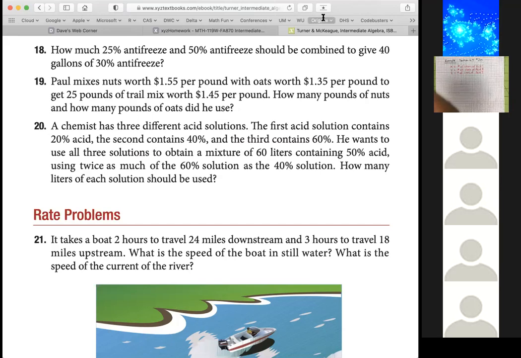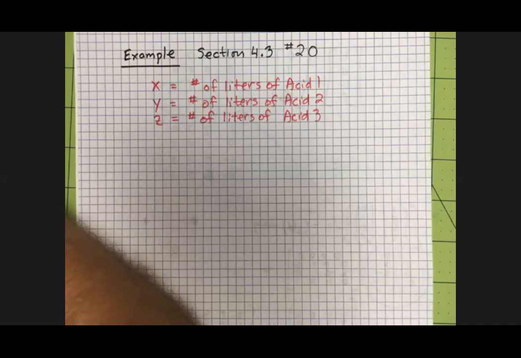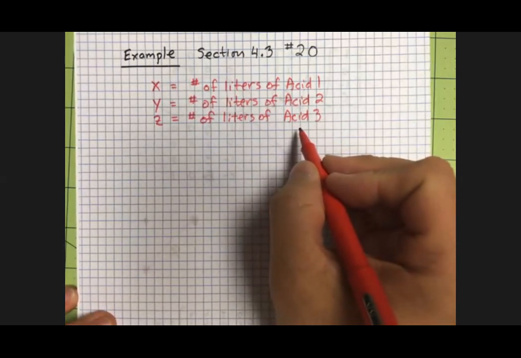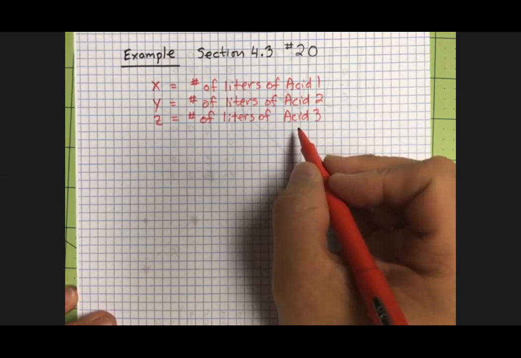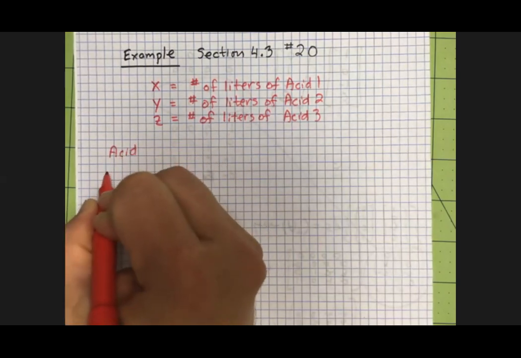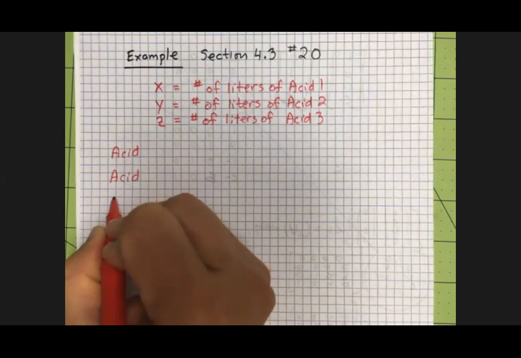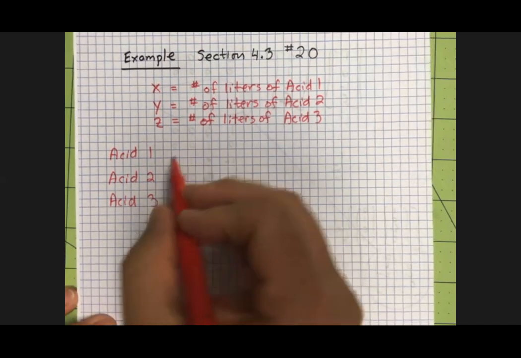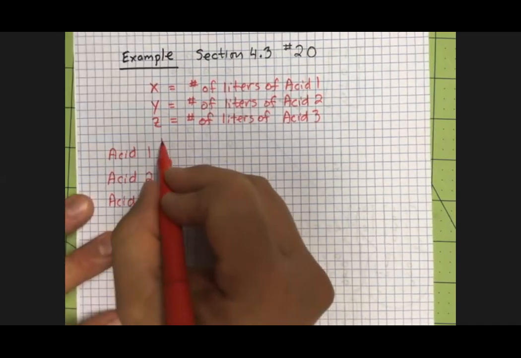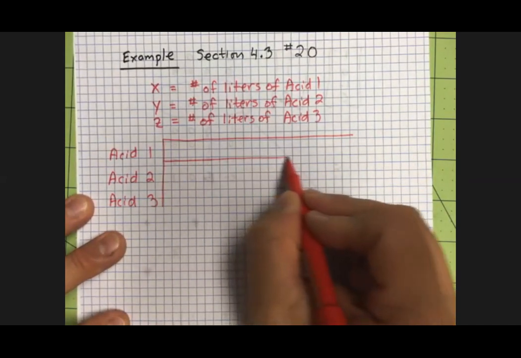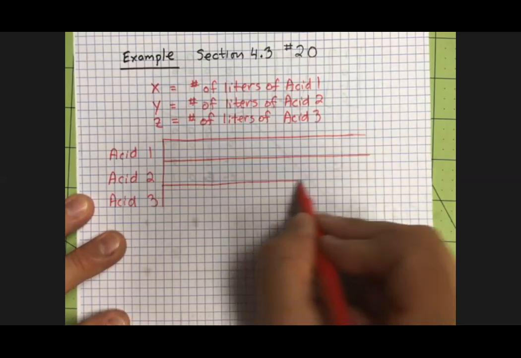When you talk about mixing things, when you talk about rate times time equals distance, when you talk about interest problems, there's a famous way to organize yourself. And that is, you say, I will organize myself in a table. And if you put all the information in a table correctly, in some ways, that almost does the problem for you. Almost, I said. So I've got acid 1, acid 2, and acid 3.